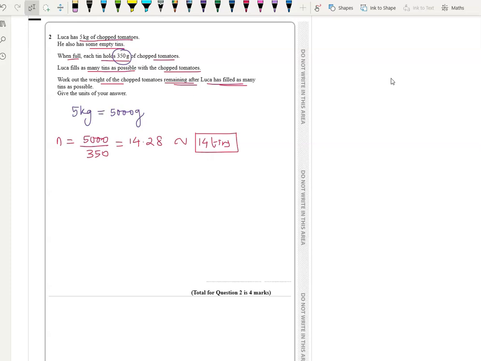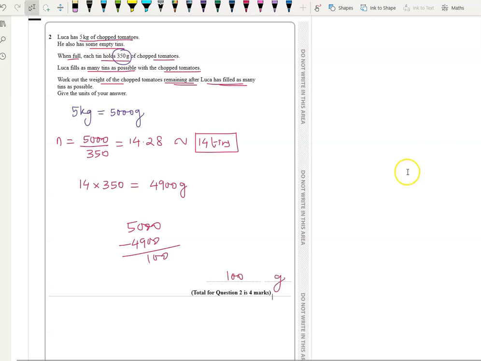Okay, so in 14 tins we can find out the total amount of tomatoes. So that is 14, and each capacity was 350. So 14 times 350 is 4900 grams of tomatoes filled in the tins. So from 5000, 4900 are used. So we are left with only 100 grams of tomatoes.